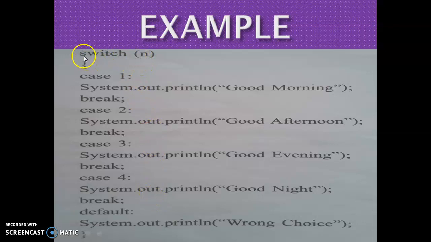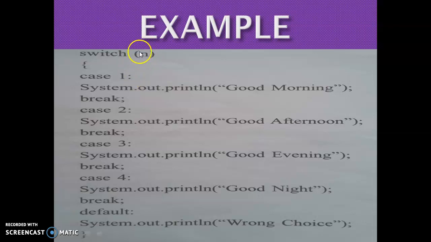So you have to write down switch, with S in small letter only. Then inside the brackets you use that particular variable. Here you can use any integer type variable or character type variable, nothing else. Only integer or character. No float, no double, no string you can use here. Remember that.